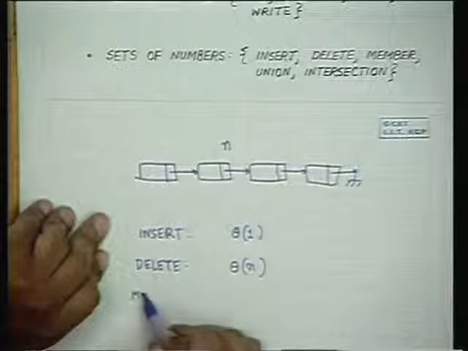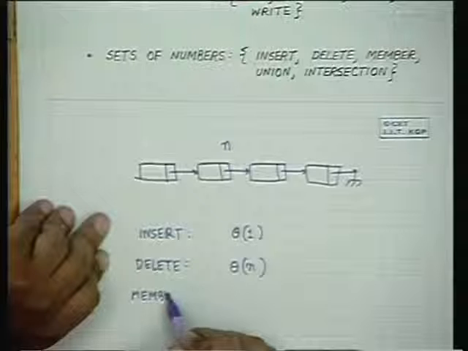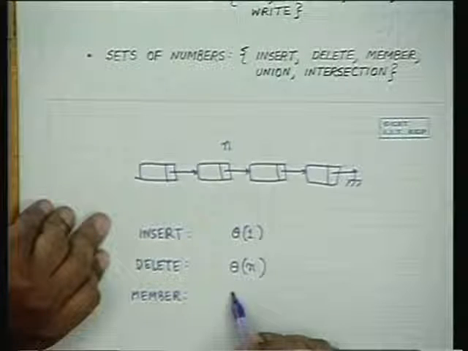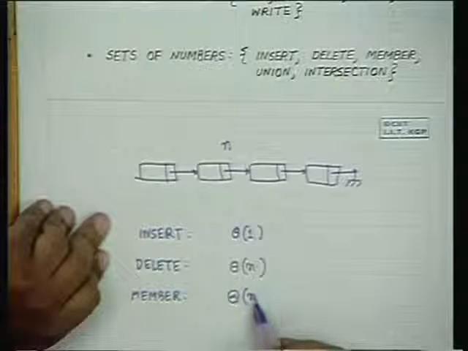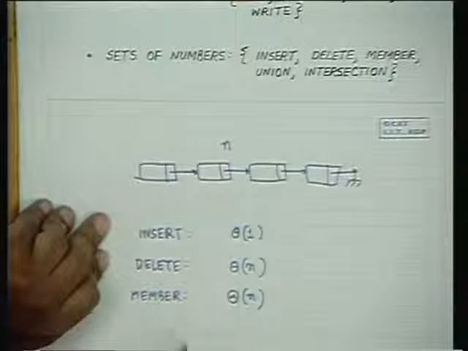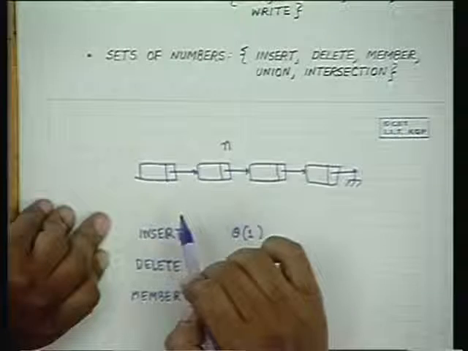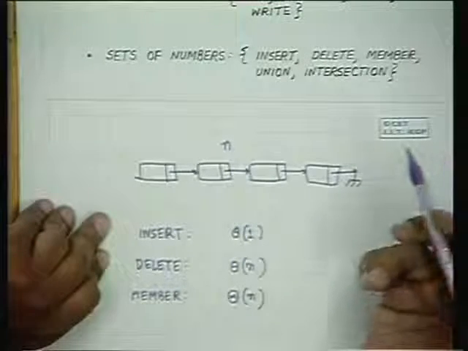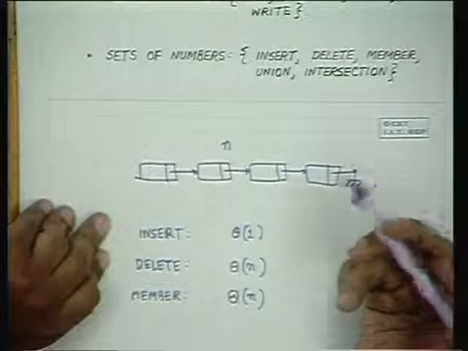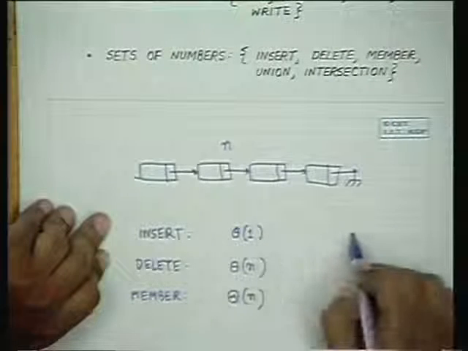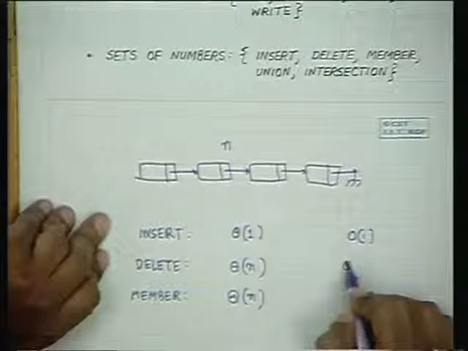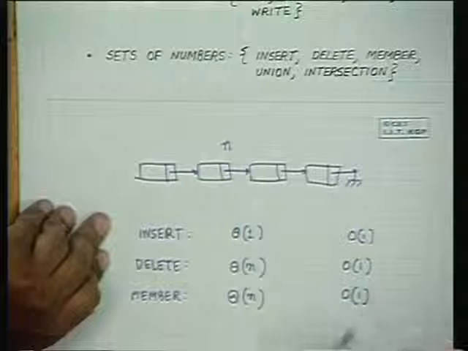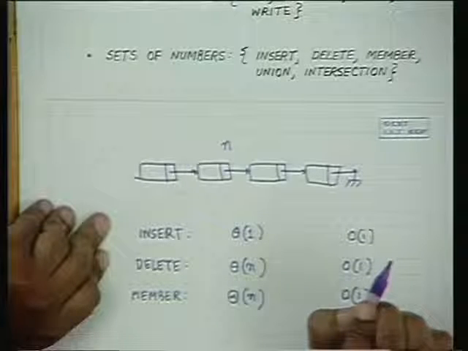Member will take how much time? Order n time. On the other hand, if you knew the universal set and you represented it as an array of binary numbers, that is as bit vectors, insert would take order one time, delete would take order one time, member would take order one time. Just accessing that element in that array, isn't it?